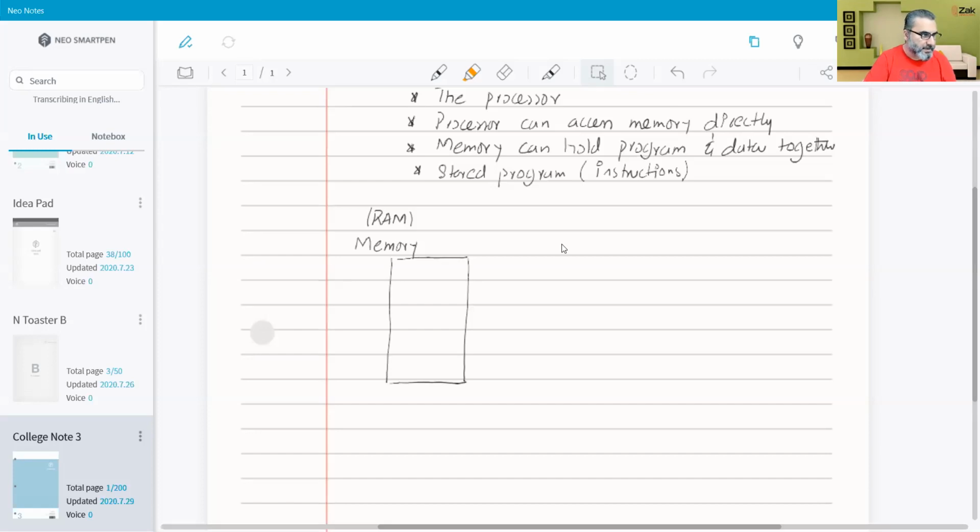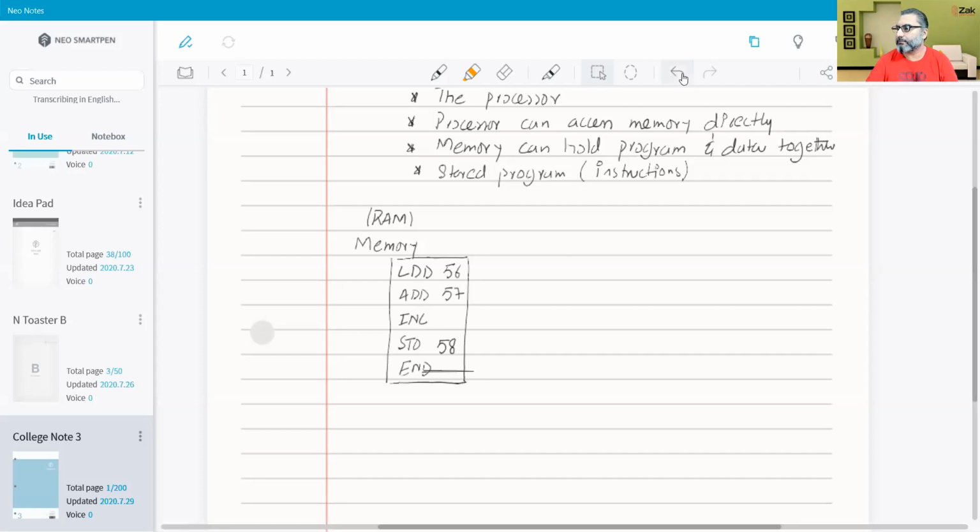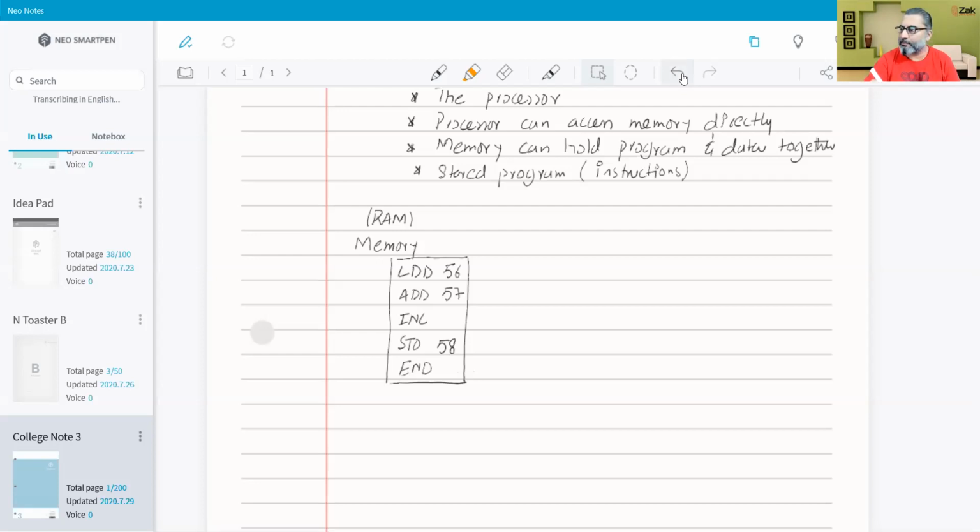All right, and this memory holds a few instructions. Remember, when we are studying computer architecture, the instruction solely refers to assembly language. So whatever instructions I'm going to write over here are neither pseudocode nor any other language, but assembly language, which refers to computer architecture. Assembly language is basically part of this particular topic. So LDD 56, ADD 57, INC, and then STO 58, let's say, and then we have got END. What are these commands? How do they actually work? Let's postpone it, we will discuss it.